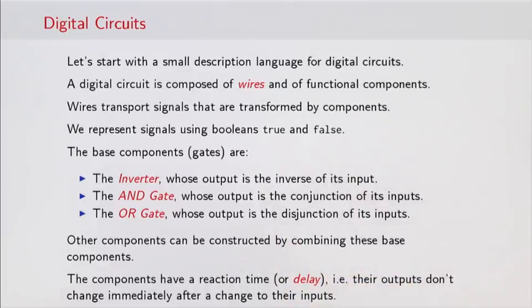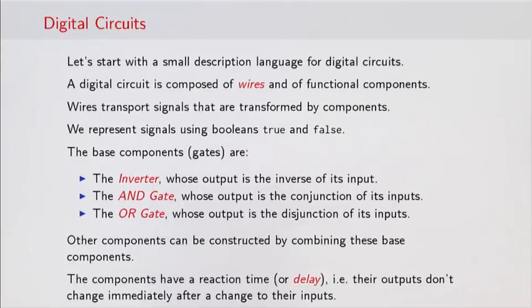The base components are also called gates, and they are the inverter, whose output is the inverse of its input, the AND gate, that forms the conjunction of its two inputs, and the OR gate that forms the disjunction of its two inputs. From these basic components, we can construct others by combining them using wires to connect them.